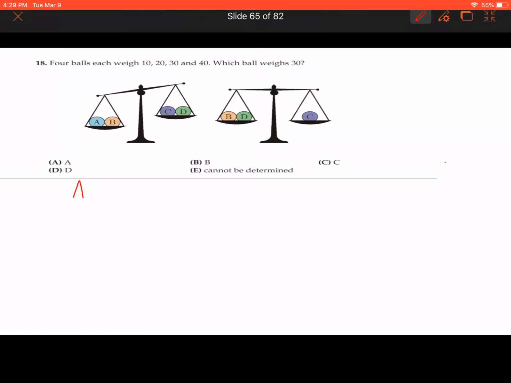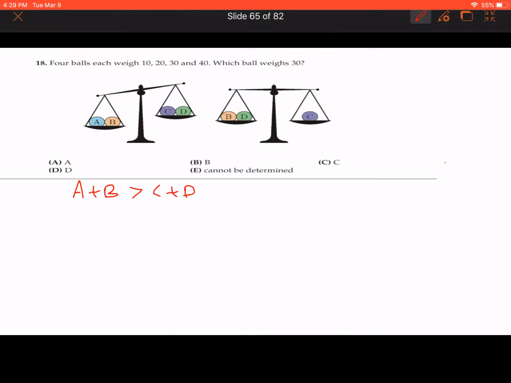This is the third video on pan balance problems that appeared in the Math Kangaroo papers. The 4 balls each weigh 10, 20, 30 and 40. Which ball weighs 30? Okay, so there are balls like A plus B is heavier than C plus D, right?